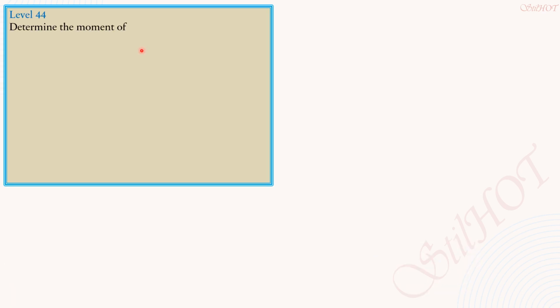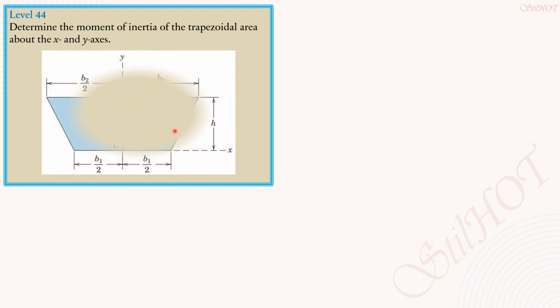Problem 44: determine the moment of inertia of the trapezoidal area about the x and y axis. So here is the given figure. We will divide this figure into two parts. For our solution we have a rectangle, this rectangle here with base b1 and height h, and these two identical right triangles with base, this one is b2/2 minus b1/2, so that would be quantity (b2 minus b1)/2.